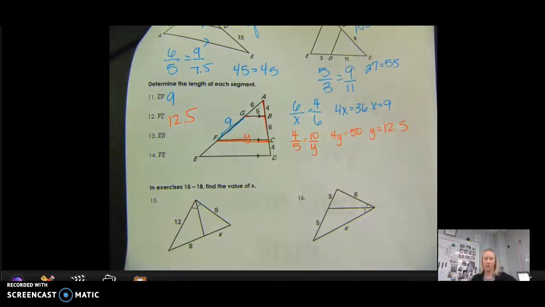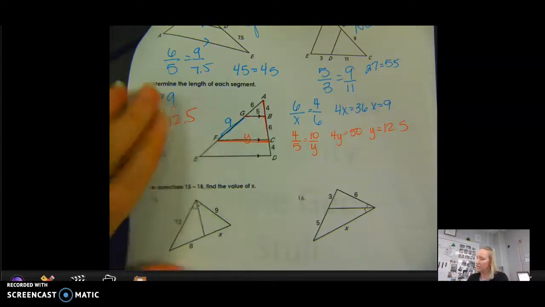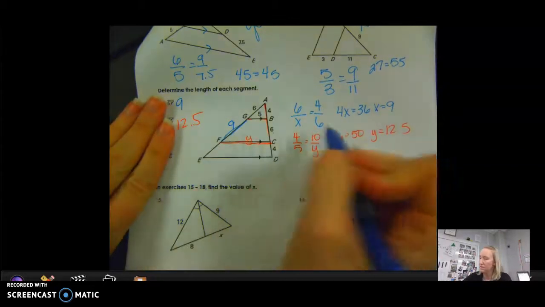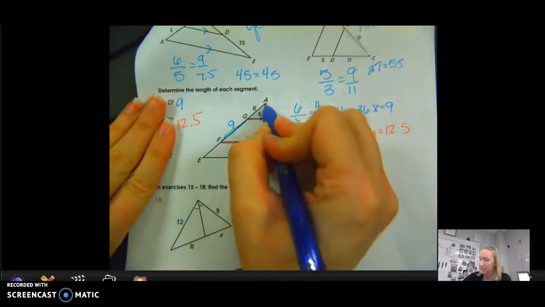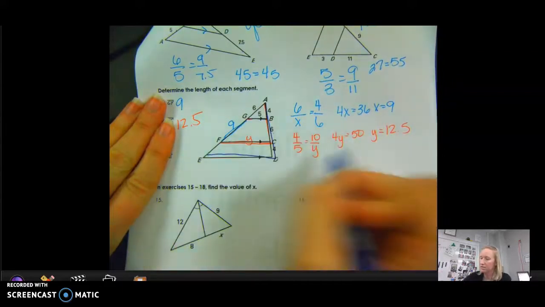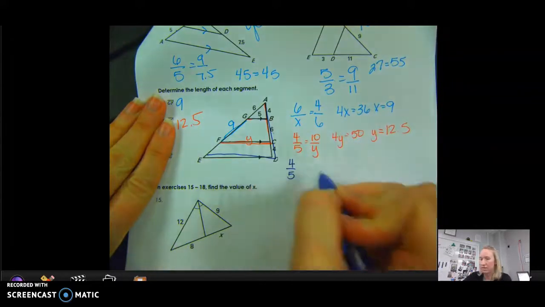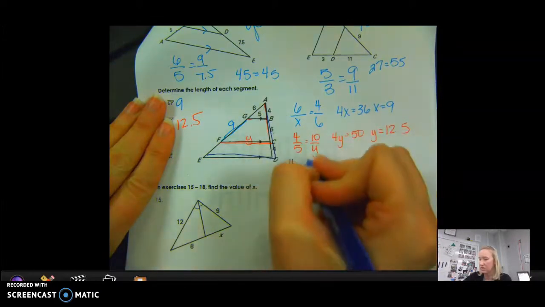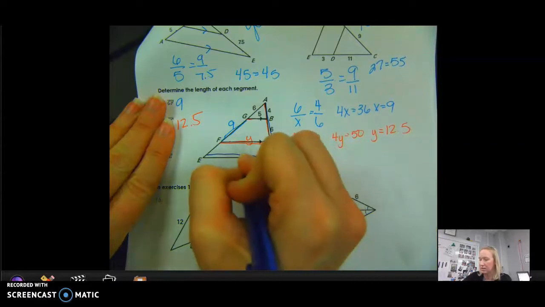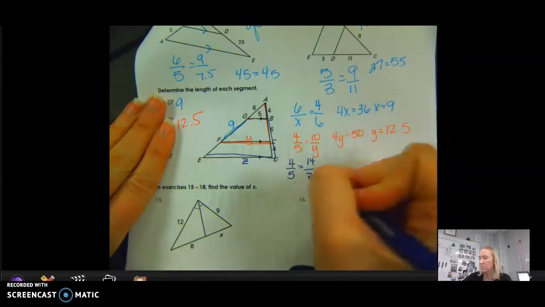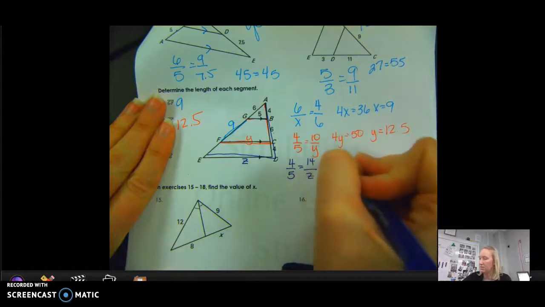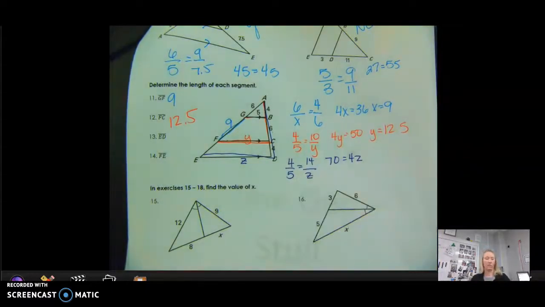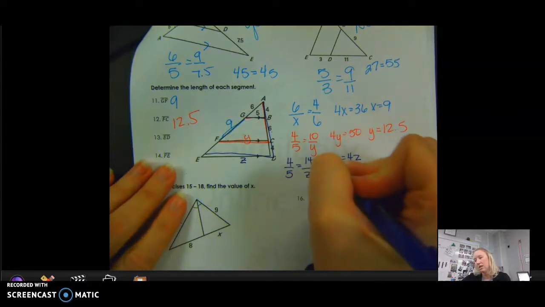All right. Next problem. E to D is also a base. So we can do side over base again equals side over base. So side over base of the small triangle equals side of the big. So that'd be 4 plus 6 plus 4, which is 14 over Z. We'll call that Z base. Cross multiply, and that is 70 equals 4Z. Divide by 4, divide by 4. 17.5. So Z equals 17.5.